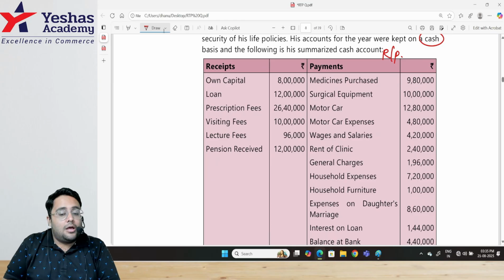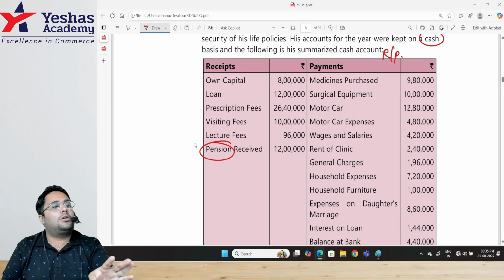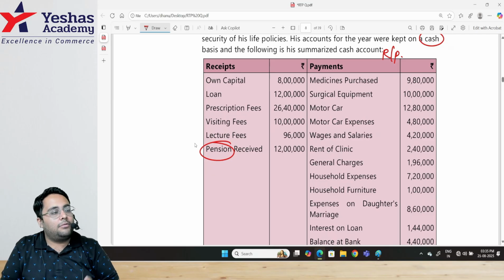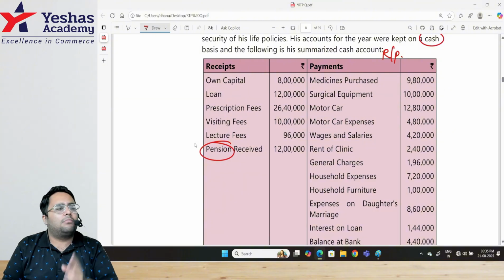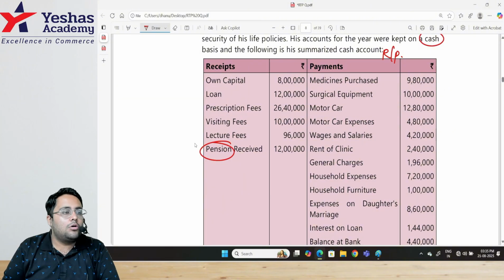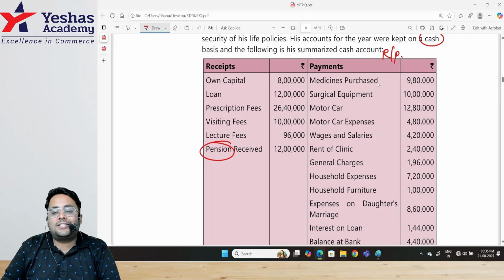Pension received becomes a capital item. It will go to capital account, credit side. This question does not have any adjustment about outstanding prepaid item. They are mainly considered about capital item versus revenue item, or something related to private practice, something related to personal nature. Medicine purchased, balance sheet.